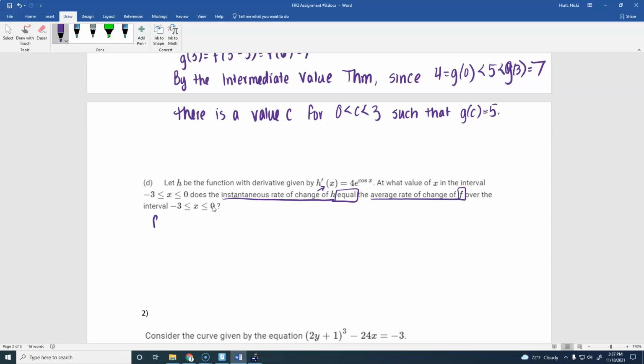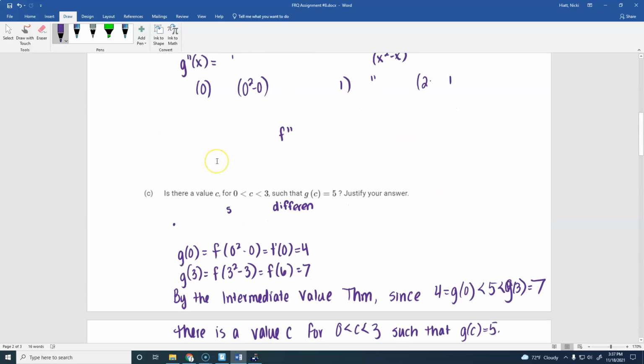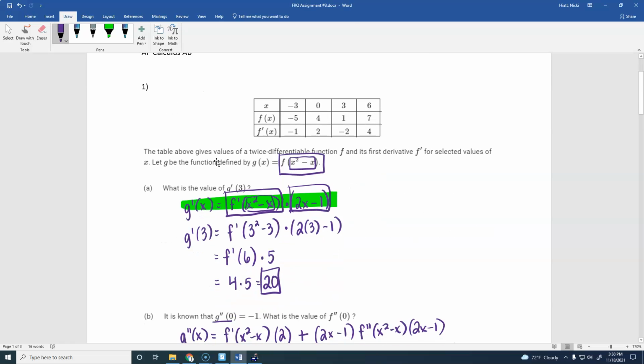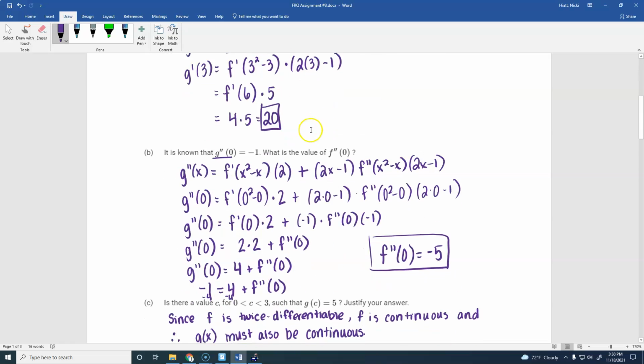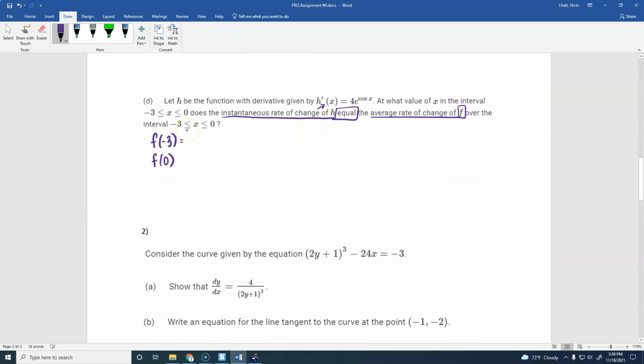So we need to know f of -3 and f of 0, which thankfully we can find from the table. So f of -3 is going to be -5, and f of 0 is going to be 4. So our points we're dealing with here are -3, -5, and 0, 4. So average rate of change is just the slope between those points. So we're going to do 4 plus 5 over 0 plus 3.